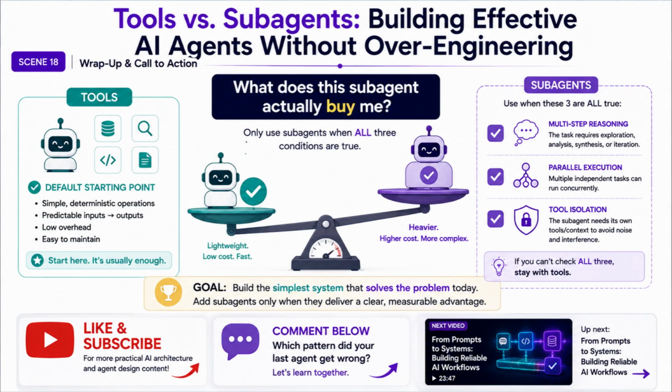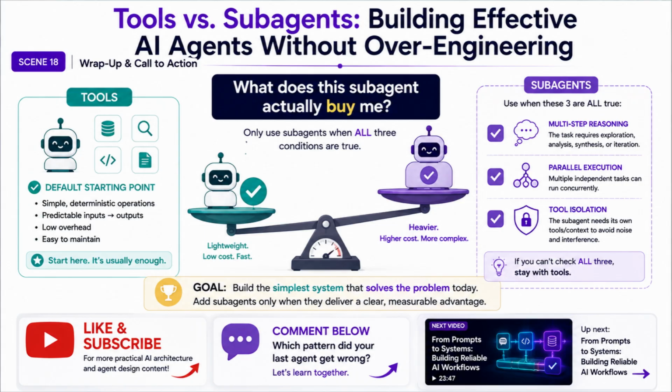Let's bring the entire framework together. Tools execute code. Subagents execute reasoning. That single sentence resolves more architecture debates than any framework documentation you will ever read. Tools should be your default starting point every time. Low cost, low latency, fully visible inside the orchestrator's own context, and low risk of accidental overengineering creeping into your system. Subagents earn their place only when a task demands genuine multi-step reasoning, real parallel execution, or dedicated tool isolation that a single shared context simply cannot provide cleanly.